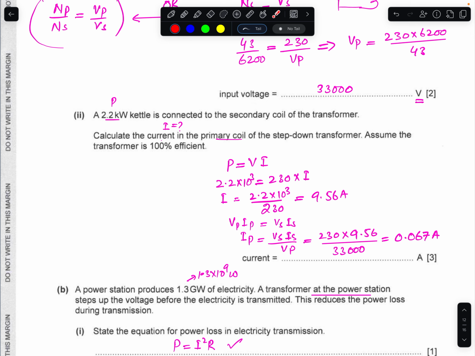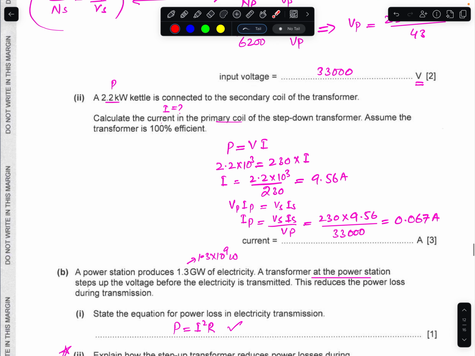across the secondary side. So for the primary side, if you rearrange this, this tells you that input power is equal to the output power for a 100% efficient transformer. And if you rearrange this equation, Vs times Is over Vp, that is 230 times 9.56 over 33,000, you would get the value for current, 0.067 amperes.